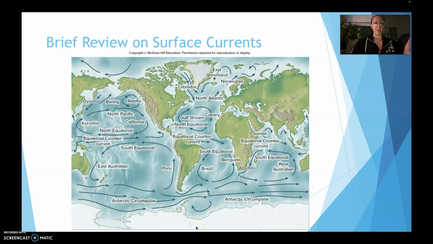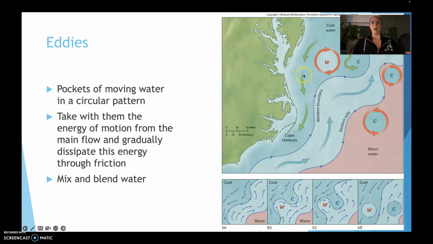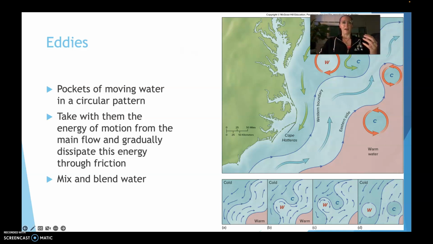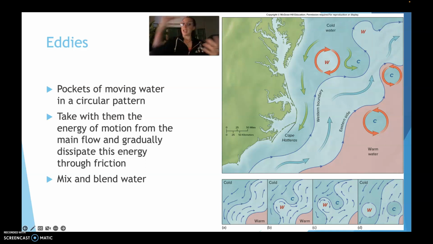And so what I wanted to do now is talk a little bit more about these miniature circulations that actually exist within these major circulations. Maybe we've seen these before, especially if you're in my labs, but they're called eddies. These eddies are pockets of moving water in a circular motion that can take energy with them. That motion is away from the main flow, and they can gradually dissipate their energy through friction. This is important because it helps mix and blend water.